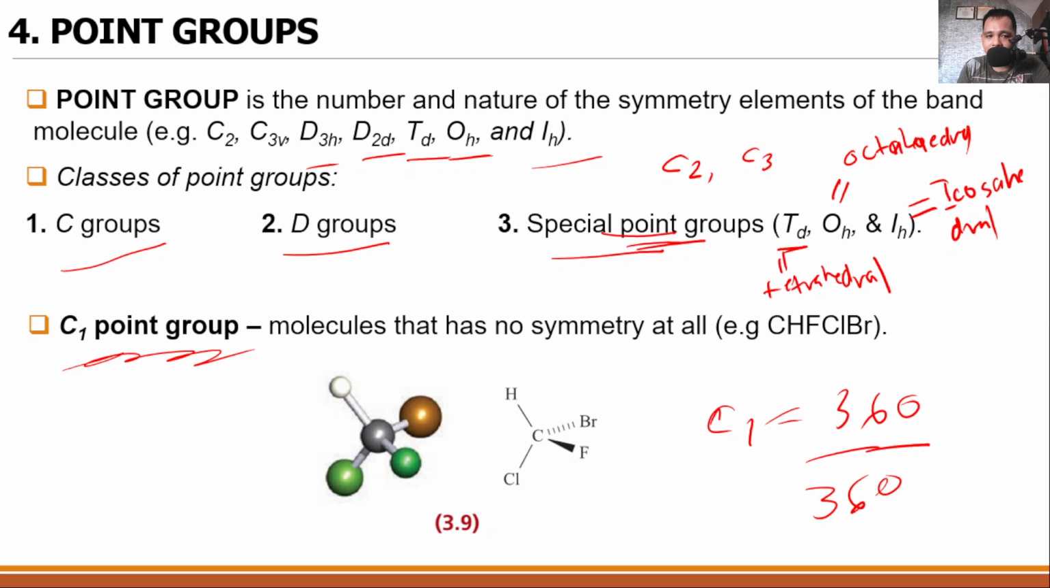Kasi, does not contain any C2 or C3, di ba? It has 4 different substituents. Kapag ni-rotate mo to, for example, into 90 degrees, it is distinguishable into its original configuration, di ba? So, kunwari, itong molecule na ito ay mapupunta dito. Yung molecule na mapupunta dito, yung brown, ayan. In short, it is different to the previous configuration. So, ano lang ba pwede natin ito? I-rotate mo na 360 degree. That is C1 point group.